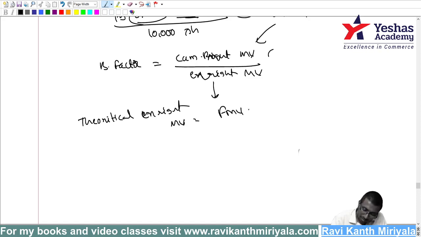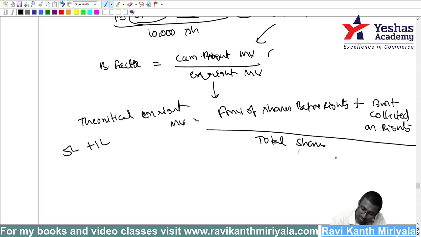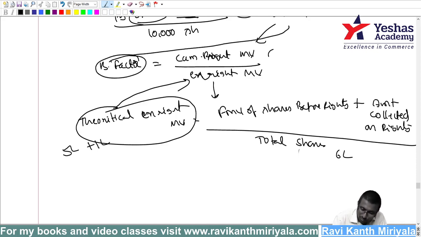Fair market value of shares before rights, plus amount collected on rights, divided by total shares. Suppose I had 5 lakh shares, I issued 1 lakh rights, then 6 lakh shares will come. That is the theoretical ex-rights value. First you should calculate the theoretical ex-rights value, then that will be taken to the denominator. Then whatever answer comes, this answer will be used for multiplication.